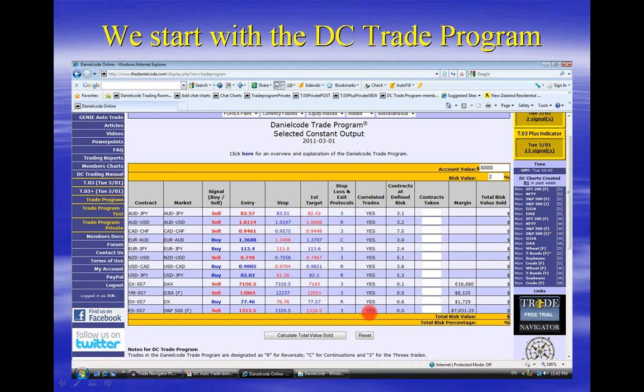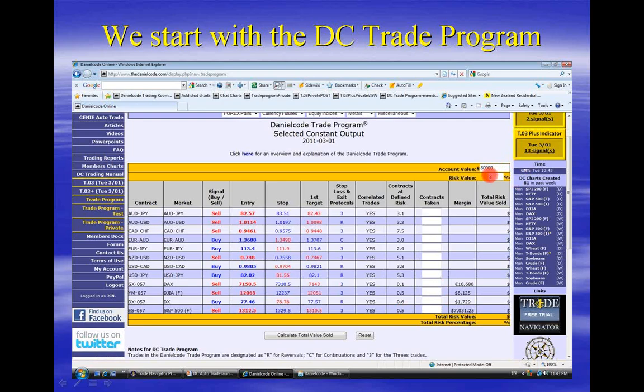And the Genie knows about correlations, and it goes through and sorts the correlations. And if it says yes, it's recognized the correlation, then it's going to cut down the size of the contracts that it recommends to you. And that size is determined, first of all, by your account value, which you just type in up here, and then the risk that you wish to take. We recommend a maximum of 2%.